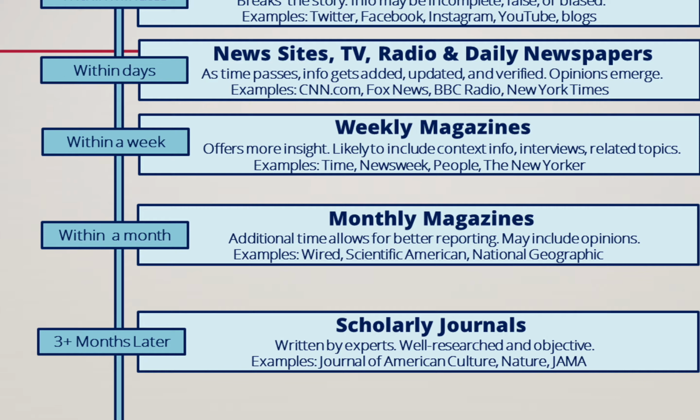Within about a month, you start to see monthly magazines coming out. You start to see Wired, Scientific American, National Geographic. You start to see some of these even more credible organizations, less news related and more culture and society related. This time again allows for better news reporting. It allows for people to formulate informed opinions. You get more and more in-depth information.